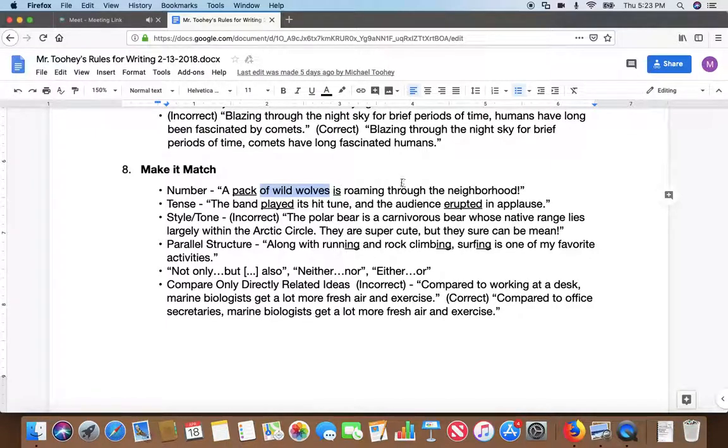Tense, the idea is if we're talking about events in the past, stay in the past tense. If we're talking about events that will happen in the future, you need to use the future tense. Just be aware of that. It doesn't mean you can't have different tenses within a sentence. You can, but just events in the past, stay in the past. That's all.